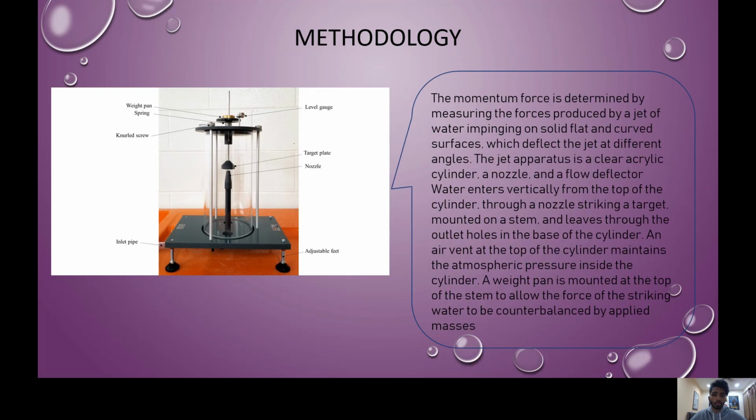Now, the methodology of the experiment. On the left, you can see the apparatus that we'll be using. The methodology is that the momentum force is determined by measuring the forces produced by a jet of water impinging on a solid surface or a curved surface, which then deflects the jet at a different angle. The jet apparatus is a clear acrylic cylinder, a nozzle, and a flow deflector. Water enters vertically from the top of the cylinder through a nozzle, striking a target mounted on a system, and leaves through the outlet holes in the base of the cylinder.